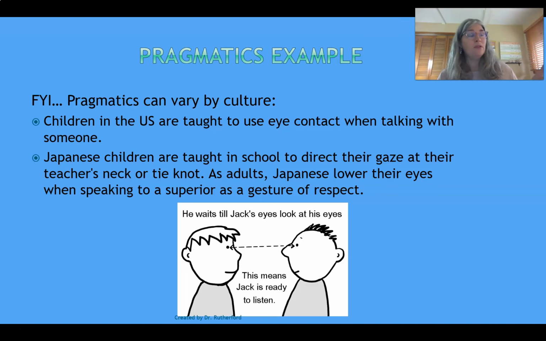So if you have a student from another culture who isn't making eye contact with you, it doesn't necessarily mean that they're being disrespectful.